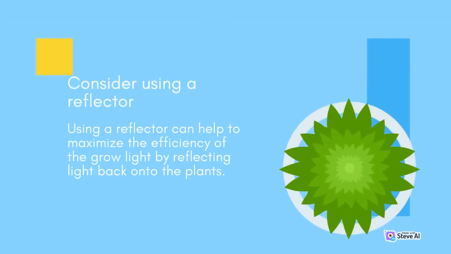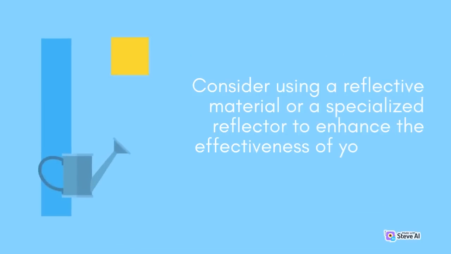Consider using a reflector. Using a reflector can help to maximize the efficiency of the grow light by reflecting light back onto the plants. Consider using a reflective material or a specialized reflector to enhance the effectiveness of your grow light system.